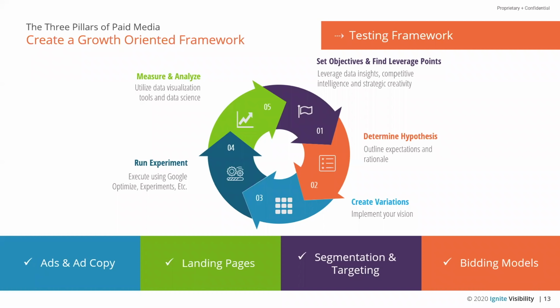There are a number of different ways you can run the experiment. You can use Google Optimize or Optimizely. You can run it right within the Google Ads account through the experiments function. Once you run that test and get enough data coming back, measure and collect insights from that. Some of the tests you can run, and this is just some of them, there are many more, are ads and ad copy, landing pages, the segmentation and targeting that you're running, as well as different bidding models.